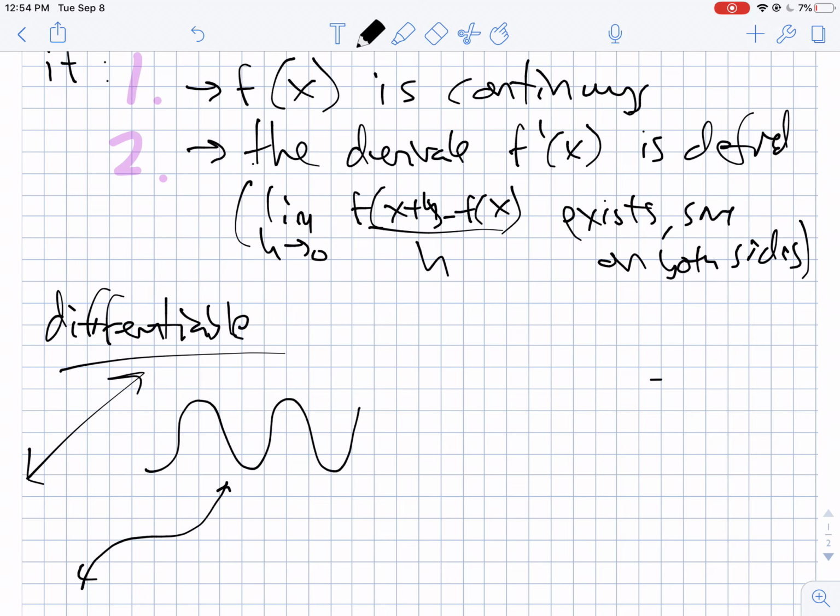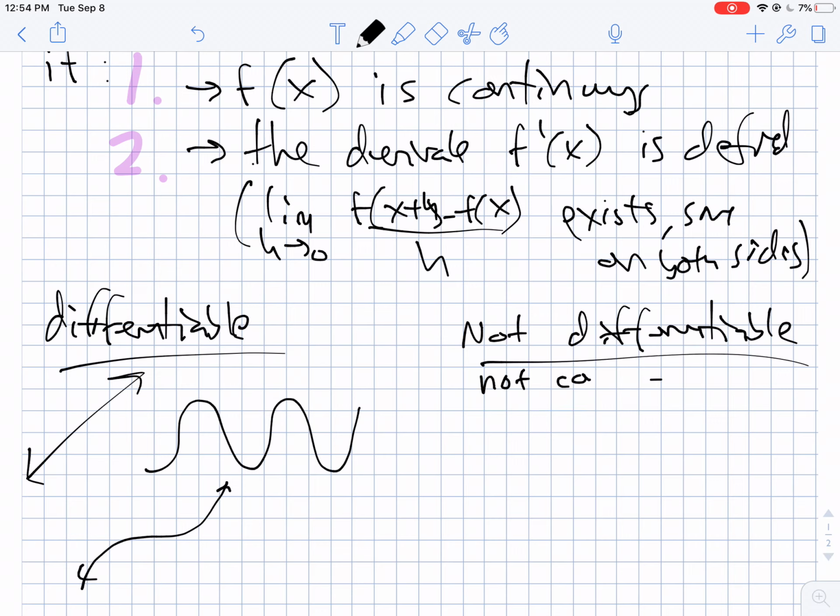Now, if something is not differentiable, there are two different ways that could happen. So if it is not differentiable, well, one thing is it could fail the first condition. So it could be not continuous. So we've seen plenty of examples of what not continuous looks like, right? Maybe you have a jump in your function. Maybe you have an asymptote at some point, like a vertical asymptote. So it's not continuous at the asymptote or the jump or the hole, which means that it's not differentiable either.